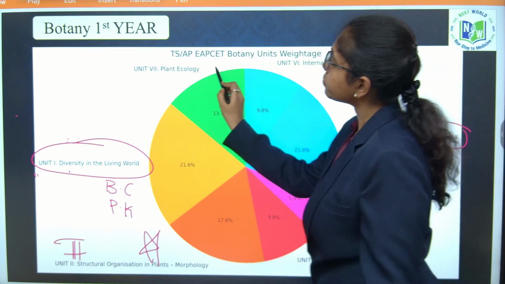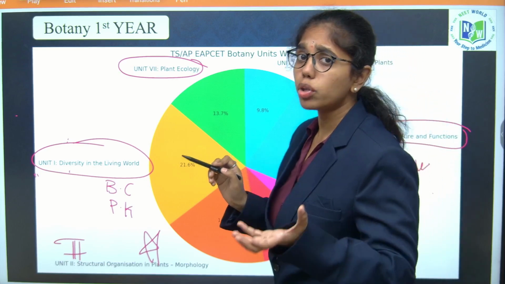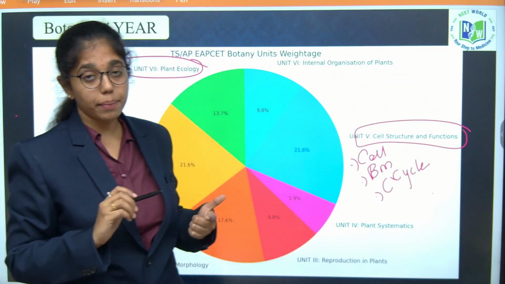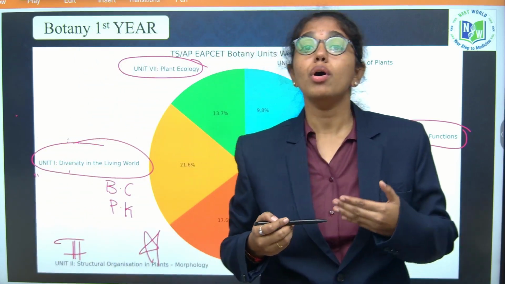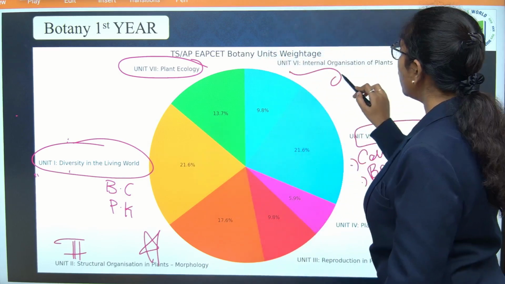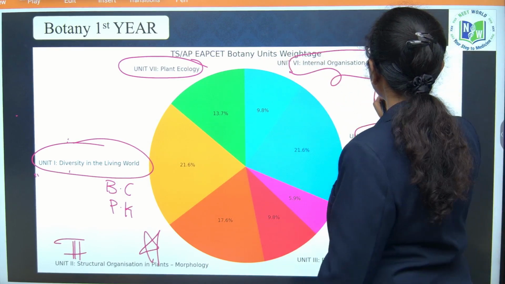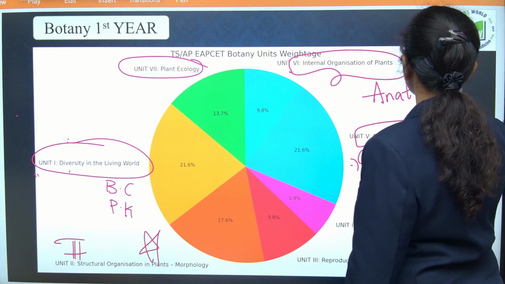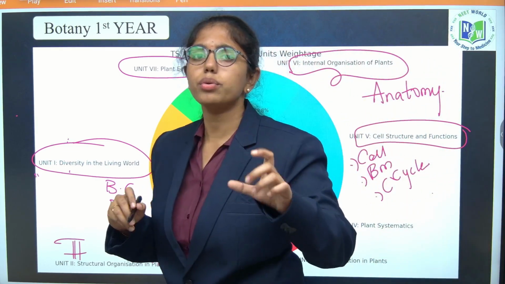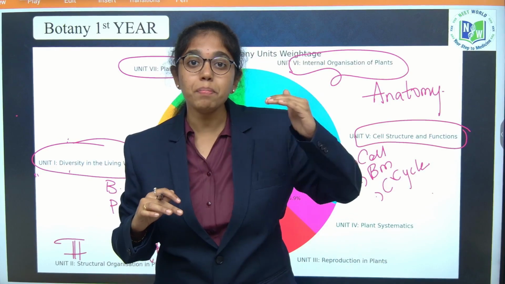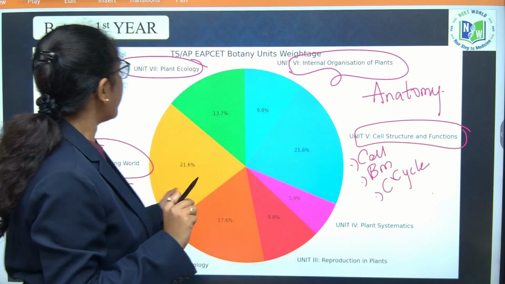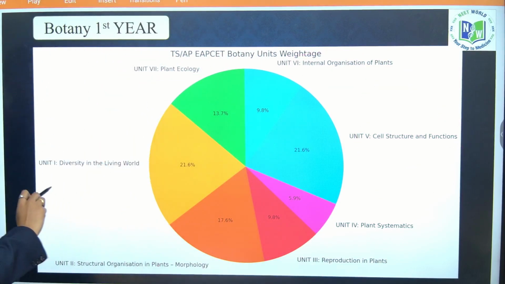Then comes plant ecology, where you have to learn all the set of adaptations, both morphological and anatomical. Then you have to look into plant succession and then ecological services. Lastly, you also have to focus on anatomy of flowering plants, where you have to majorly look into the differences between root, stem, leaf, and the differences between dicot and monocot.